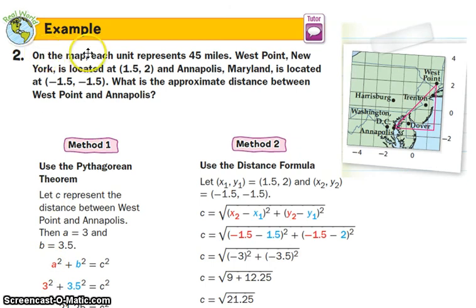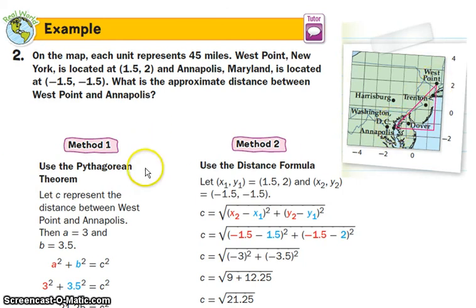It says on the map each unit represents 45 miles. So this map over here. West Point, New York is located at (1.5, 2), and Annapolis, Maryland is located at (-1.5, -1.5). What is the approximate distance between West Point and Annapolis? So we're looking to find this distance from Annapolis to West Point.